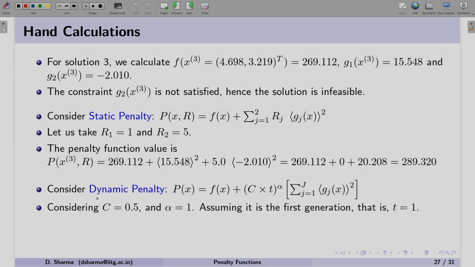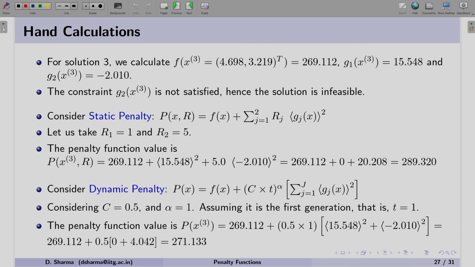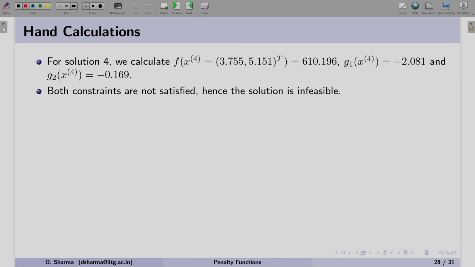For the given problem, let us have the dynamic penalty. In this case, using the formula given here with C 0.5, alpha 1, and for the first generation, if we put all the values here, we can see that we have the objective function, we have the C into T, and then the bracket operator. We know this is going to be 0. So the overall penalty function value is 271.133. Now, let us take the fourth case.